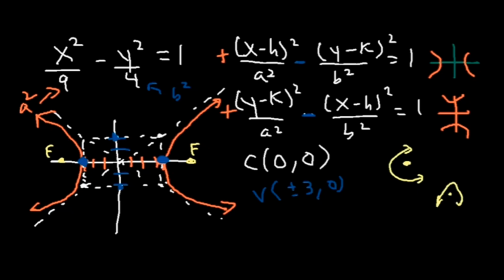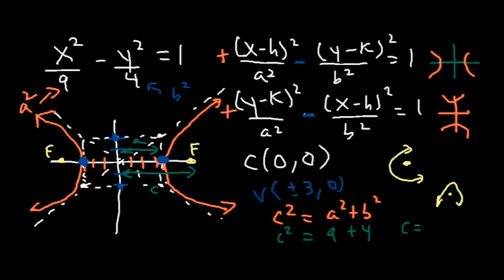Now to find it, it's a little different. Instead of c squared equals a squared minus b squared, which is for an ellipse, it's c squared equals a squared plus b squared. This time, as you can see, the value of c is larger than the value of a. So that's why c squared is a squared plus b squared. So it's going to be 9 plus 4. That's 13, so c is the square root of 13. So the foci, therefore, are plus or minus radical 13, 0.